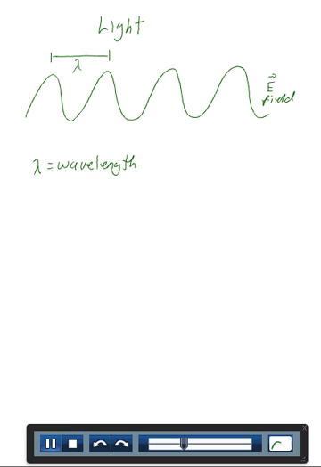Another important measure in light is the frequency. We use the Greek symbol nu. And the frequency is the number of crests that pass by us per second. So wavelength has units of distance. And frequency has units of 1 over time, because it's the number of crests that pass by us per time or per second.